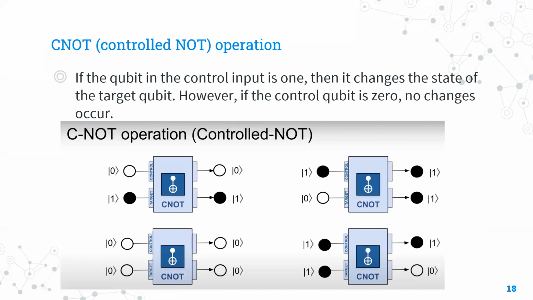The third gate or operation is a controlled NOT gate or CNOT. There are 2 types of input, control and target. If the control input is 1, the target input will change state, but if the control input is 0, there will be no change to the target.